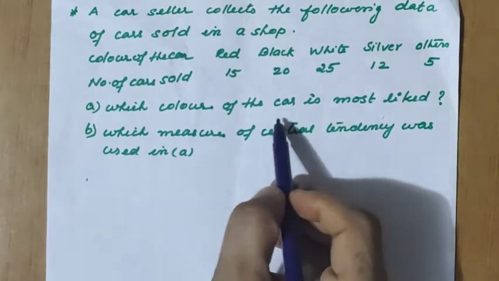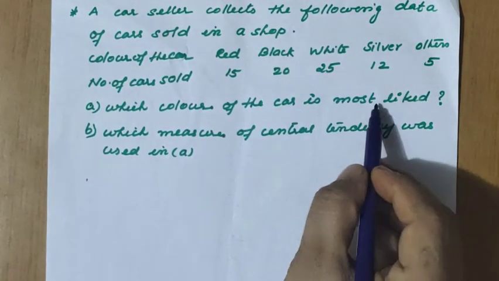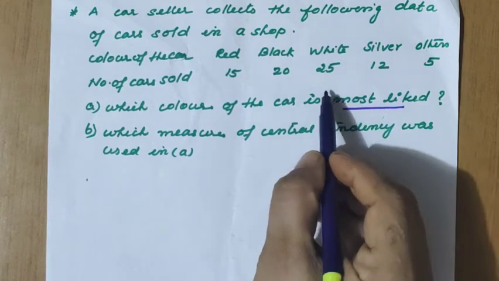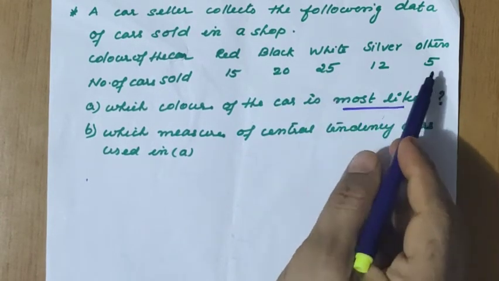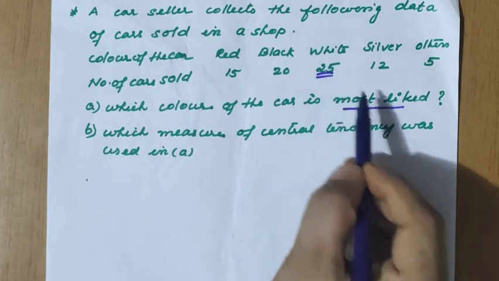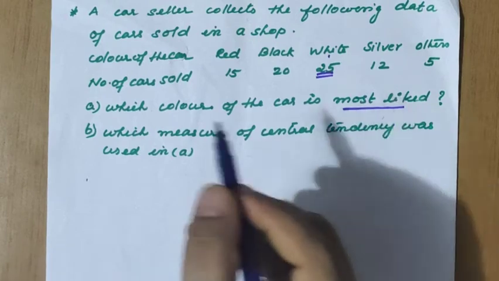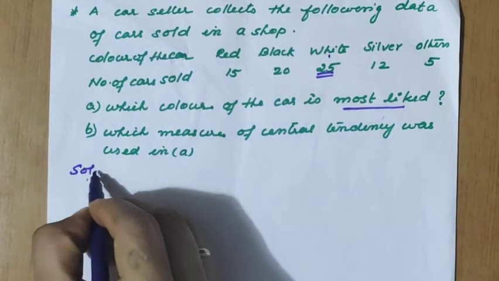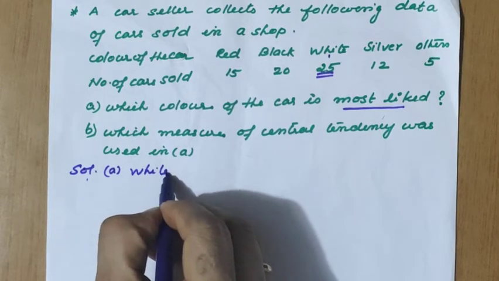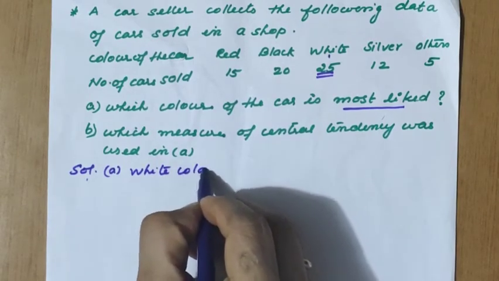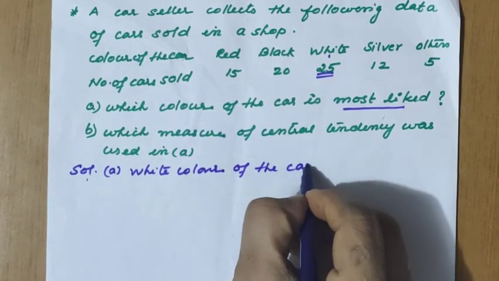So which color of the car is the most liked one? Which color of the car is most liked means we should check which number of cars sold is the highest. 15, 20, 25, 12, 5, which is the highest? 25 is the highest. So against that which color is written? White. So the answer is white color. So solution A, white color of the car is most liked.